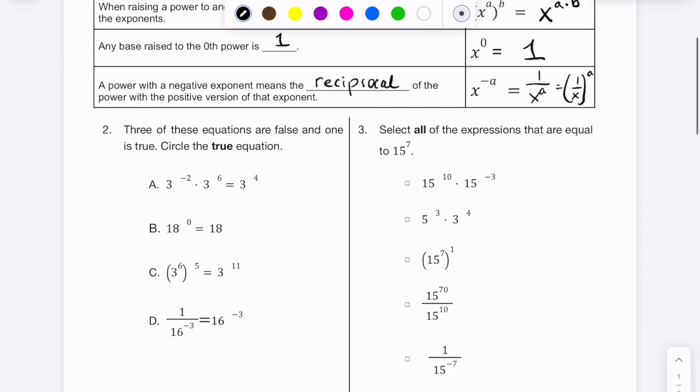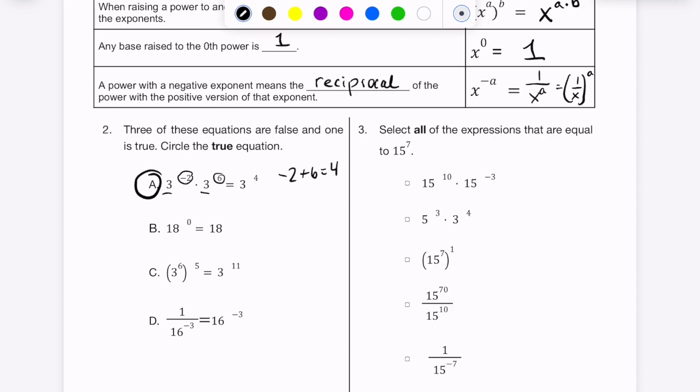Cool. Okay, so here's what the quiz questions will look like. 3 of these equations are false and 1 is true. Circle the true equation. Okay, so A is right. We'll go through all of them. But A is right because we are multiplying powers with the same base. So when we do that, we keep the base and we add the exponents. And negative 2 plus 6 is equal to positive 4.